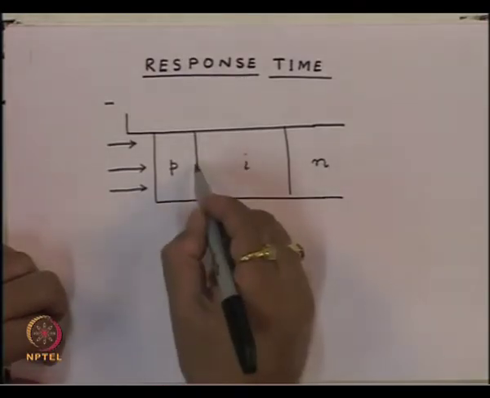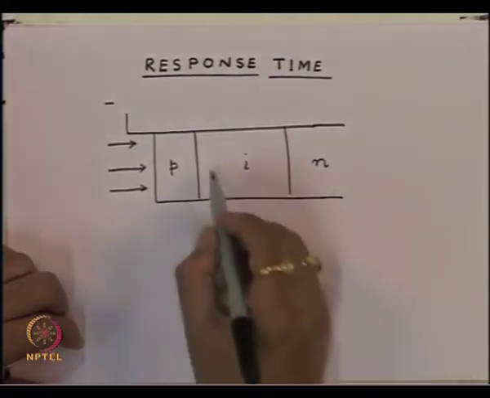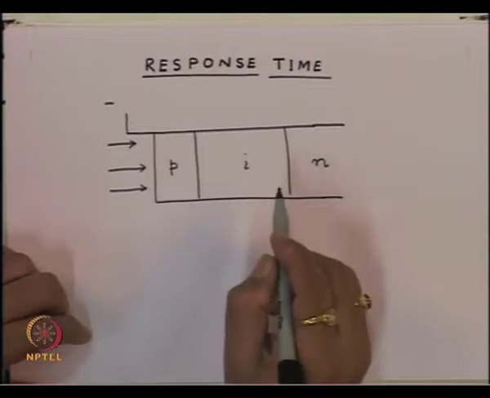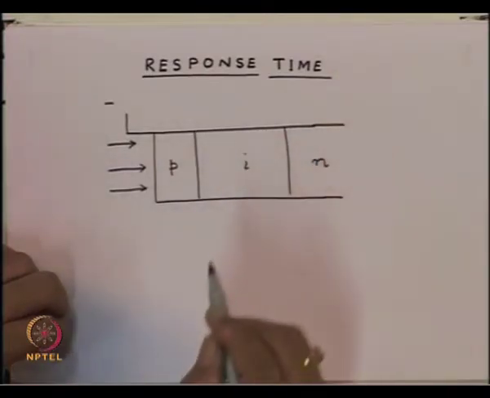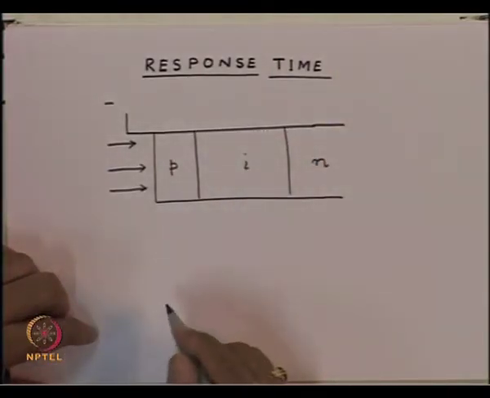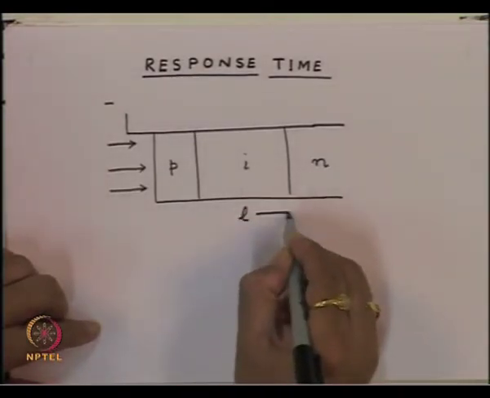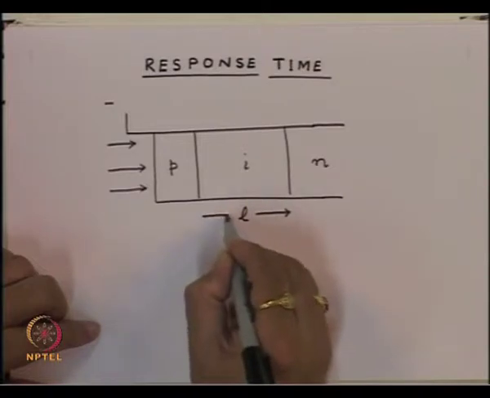So, these electrons, when they cross this, require a finite time to cross, and as long as these carriers are in transit, there will be a current flow in the external circuitry. So, let us say the length of this intrinsic layer is L.